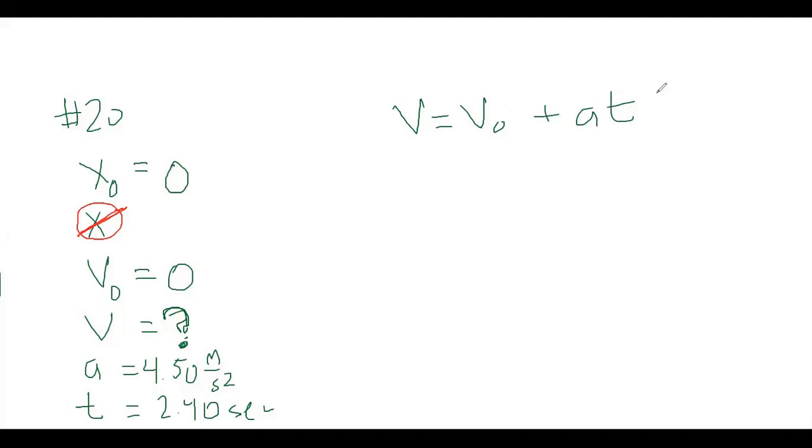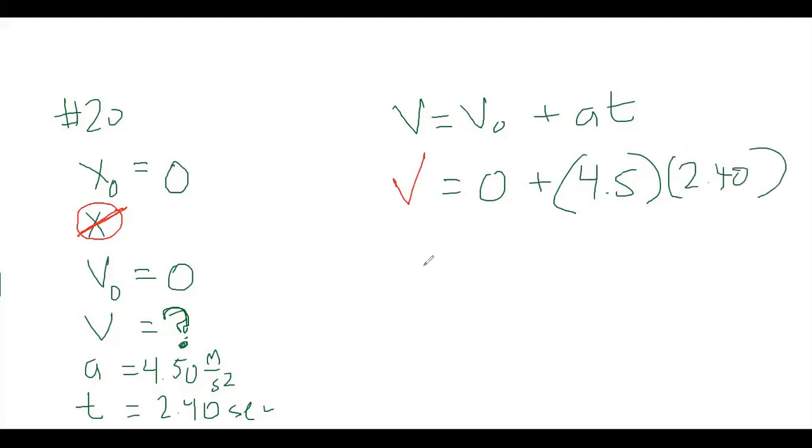Notice we're looking for v. That's our unknown that we need to find. We have a, we have t, we have v naught. So our goal is to find this v. We don't have to do any algebra. We know this is 0 plus 4.5. I'm not going to write the units in just because of space. Times 2.4. V equals 10.80 meters per second. That's our final velocity.